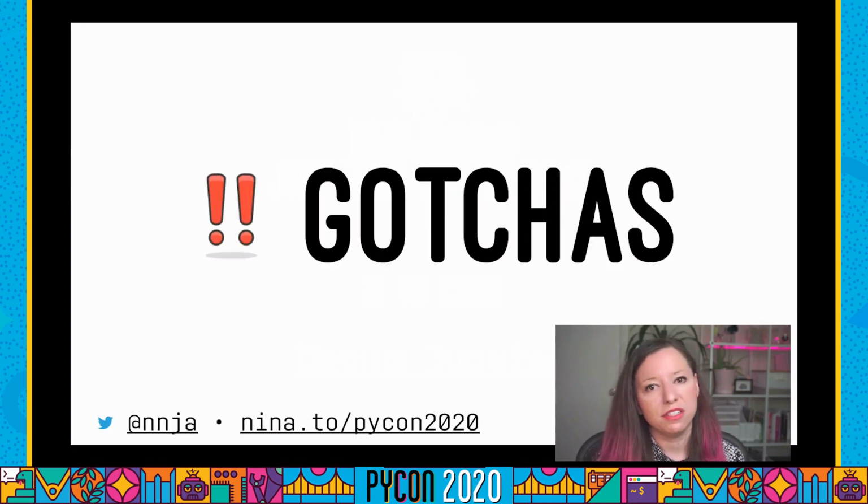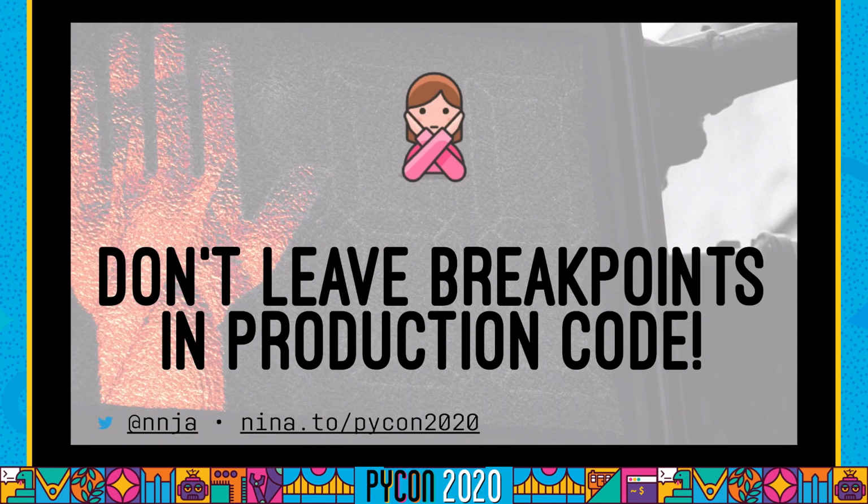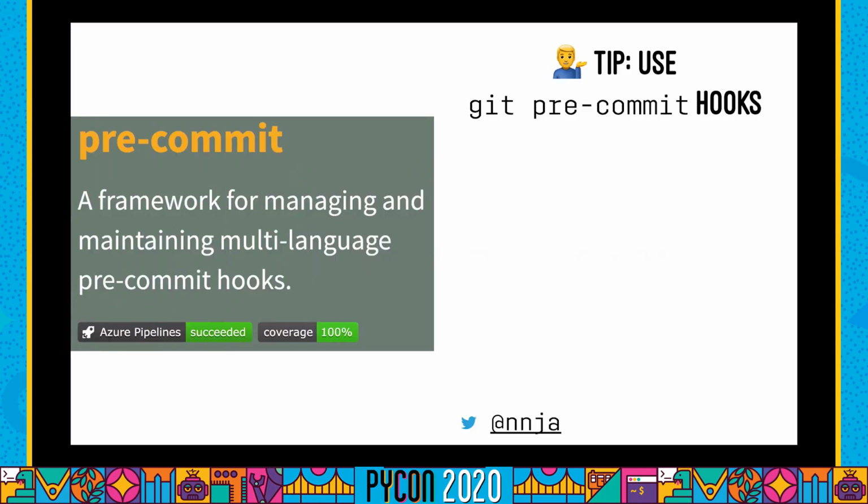Now, there are a few gotchas that you need to be mindful of. You really don't want to leave breakpoints in your production code. It could halt your whole running program and make your boss very angry with you. And you don't want to be responsible for that. So if you use Python 3.7 and breakpoint, like I showed you earlier, there's an environment variable that you can use to prevent that, but really it's best practice not to commit code with breakpoints in it at all. A tip here is you can take care of that really easily with Git pre-commit hooks.